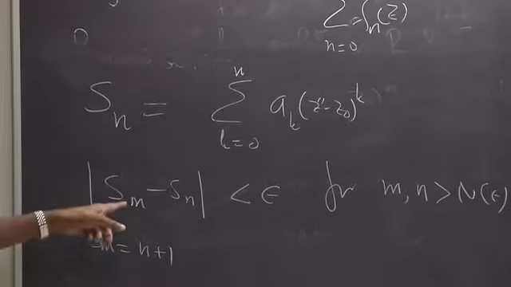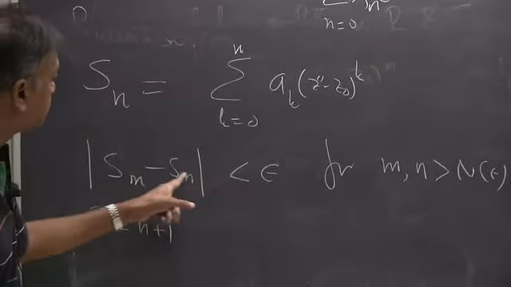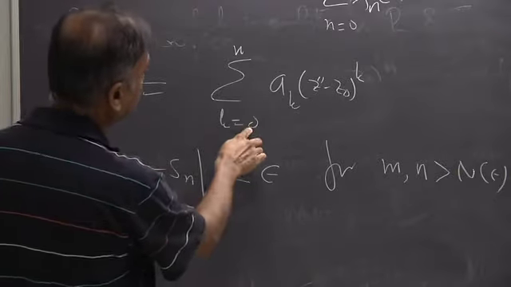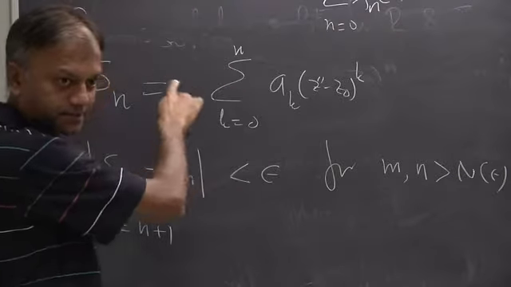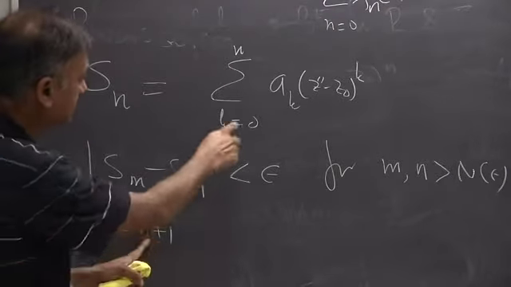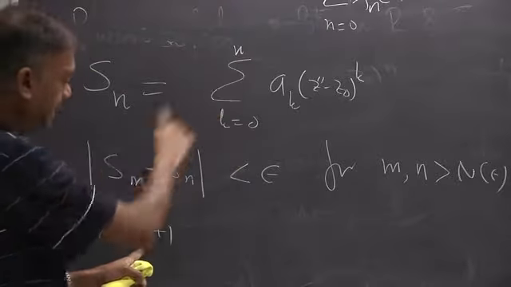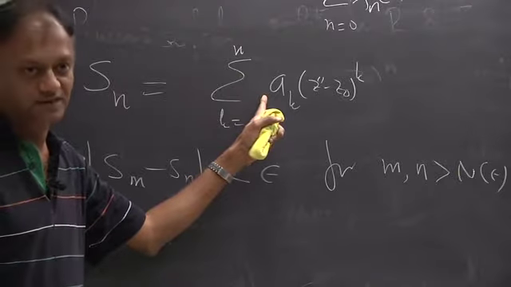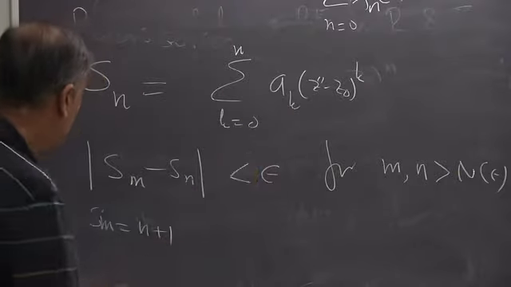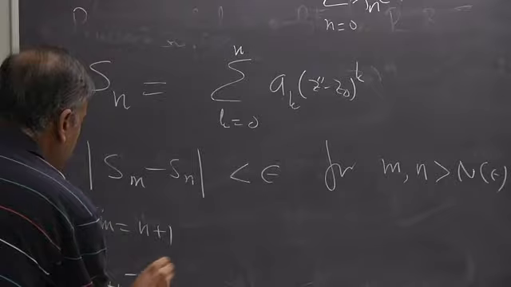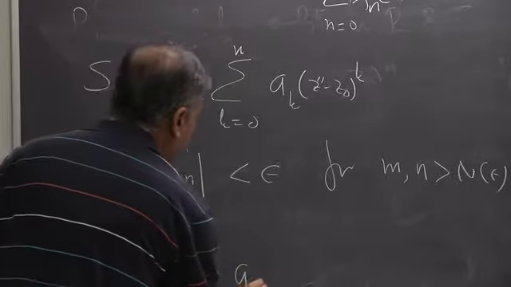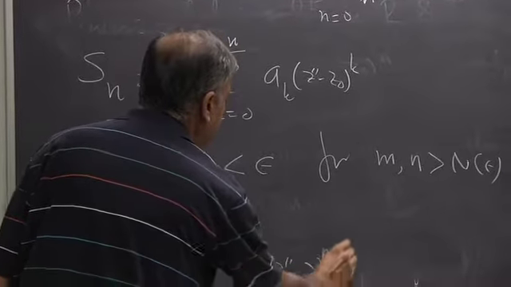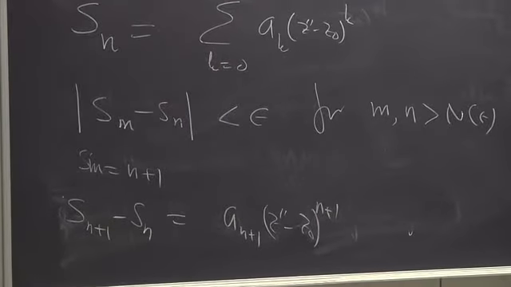Then what's going to happen when you take the difference between these two? So what is Sm? Sm is just the same thing from k equal to 0 to m, right? But if you take m equal to n plus 1, this will be 0 to n plus 1. When I take the difference, everything will cancel except the last term, the n plus 1th term, right? So in this case, Sn plus 1 minus Sn is simply a n plus 1 (z double prime minus z0) to the power of n plus 1, right?